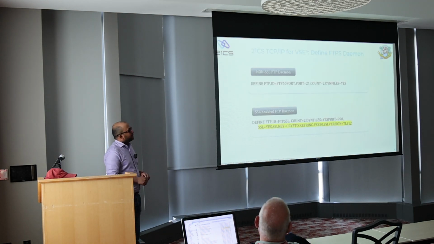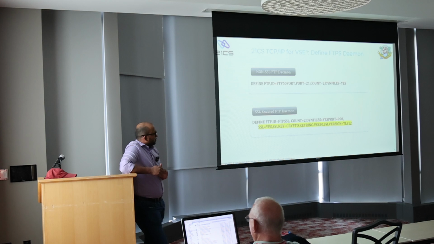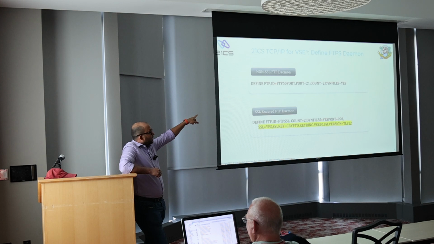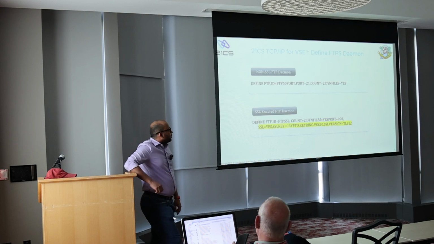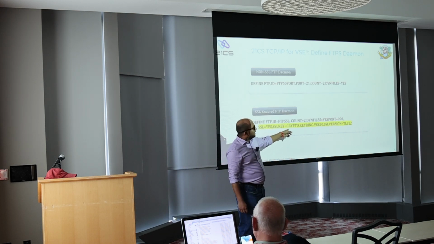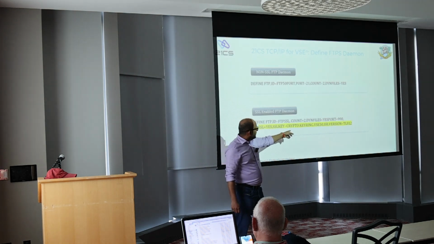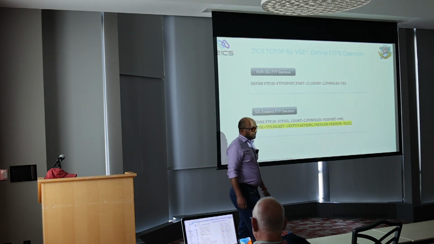This is a sample of a CSI FTP with SSL versus a non-SSL FTP. The one above is the non-SSL FTP daemon definition that is included in the IP init of the TCP/IP, and the bottom one is the SSL-enabled FTP daemon. These are the minimum parameters that you require: SSL set to yes, SSL key set to the member without the extension, and the SSL version that you intend to use.